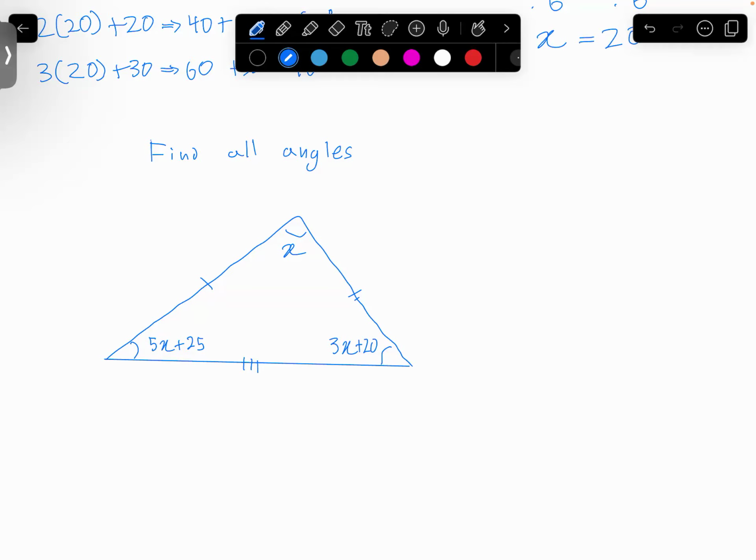What type of triangle is this? This is a scalene triangle. Asking them. Oh, right angle.